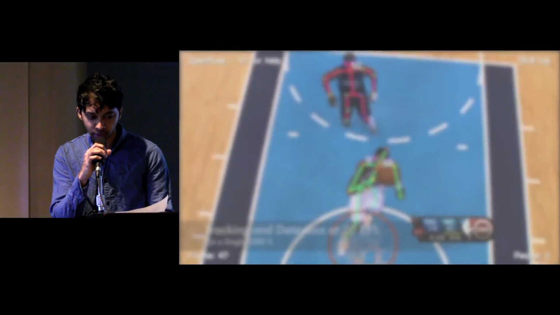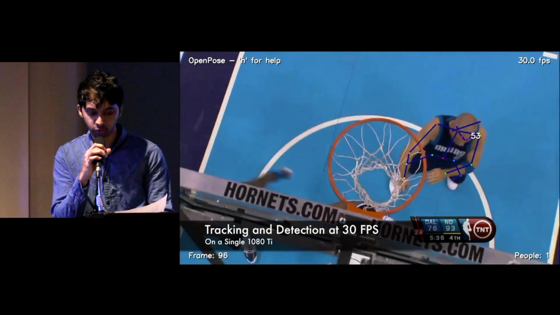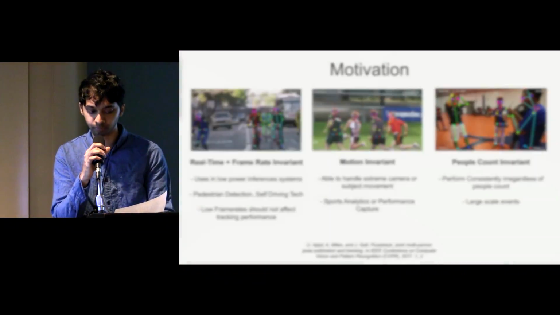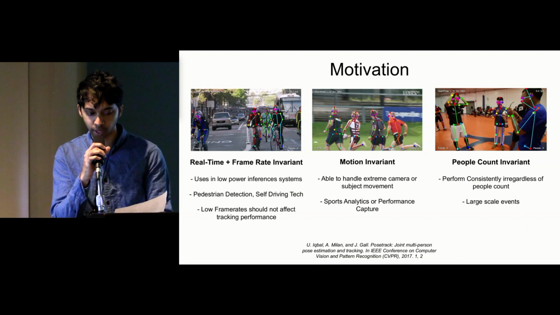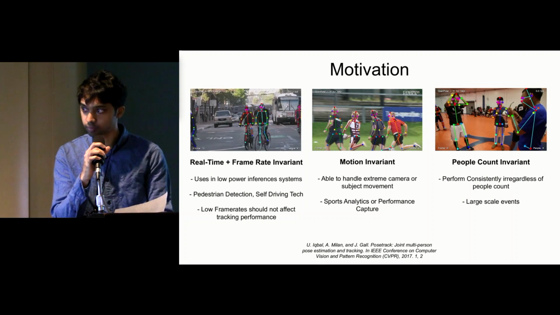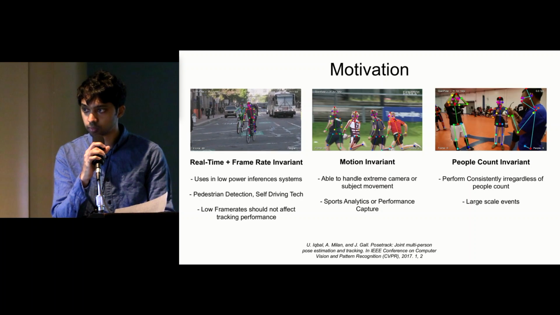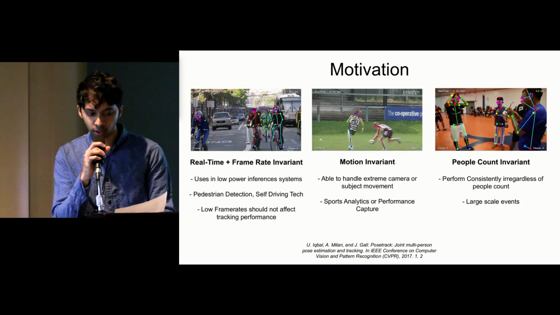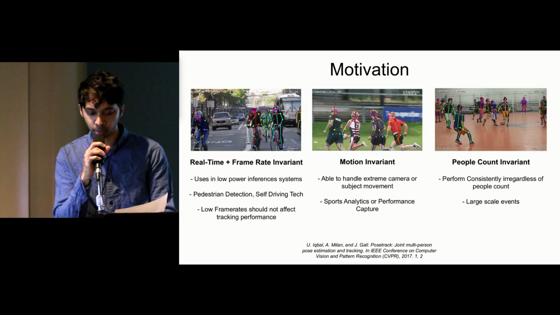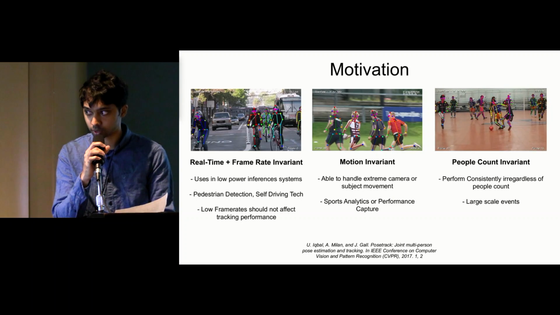We present a method that jointly does tracking and detection of 2D pose of multiple people at over 30 frames per second on a single GPU. Our motivation was to build a method that is robust and invariant to input frame rate, motion blur, handling extreme camera or subject movement, and the number of people in the scene while maintaining a high accuracy.